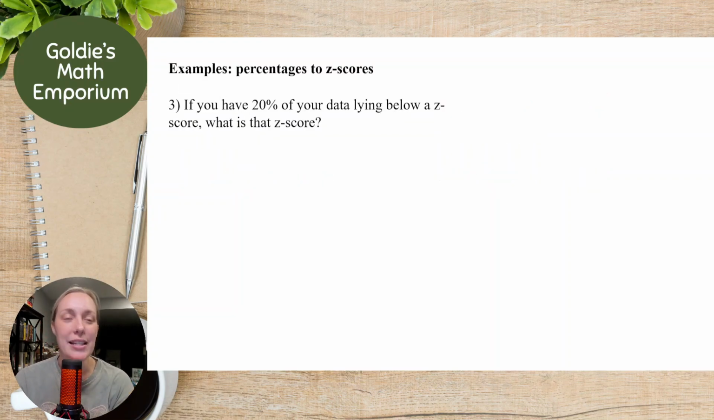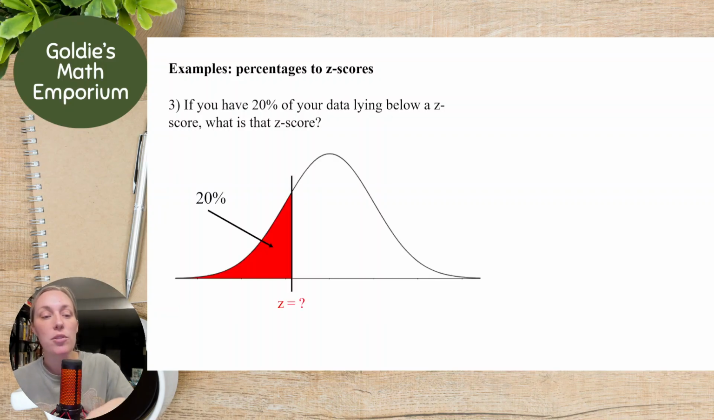And then percentages to z-scores. This is probably where I see students struggle the most. So we're going to spend just a little bit of time on these examples. If you have 20% of your data lying below a z-score, what is that z-score? Okay. So remember, 20% below, it's very hard to determine. You could, with the empirical rule that we did earlier, kind of figure out what values it's between. But really, you don't want to spend time on that on a problem if you don't have to.